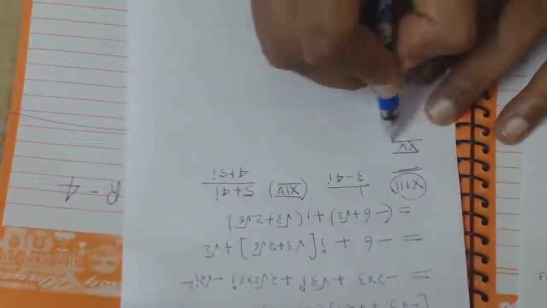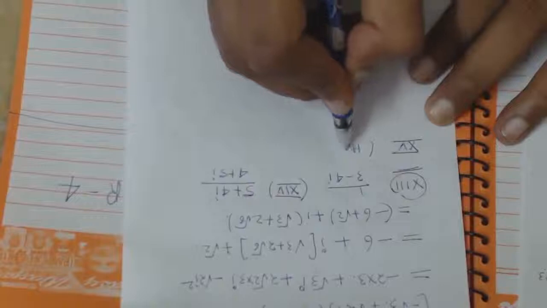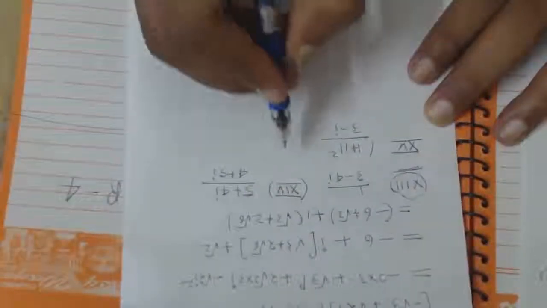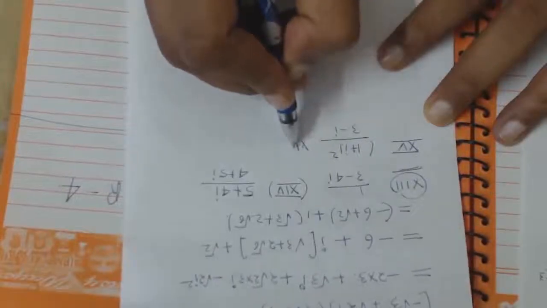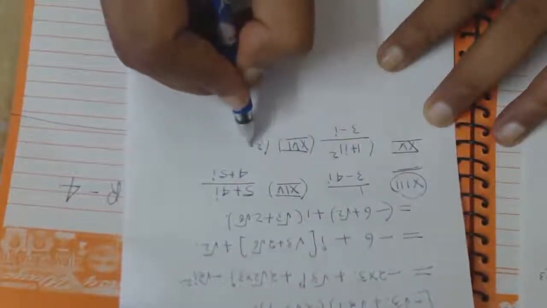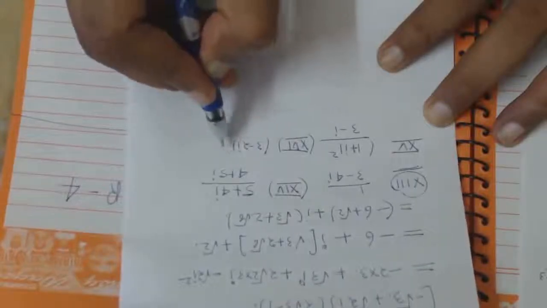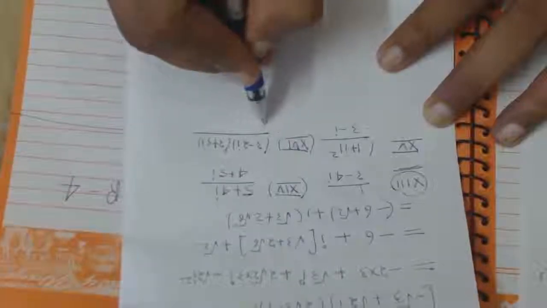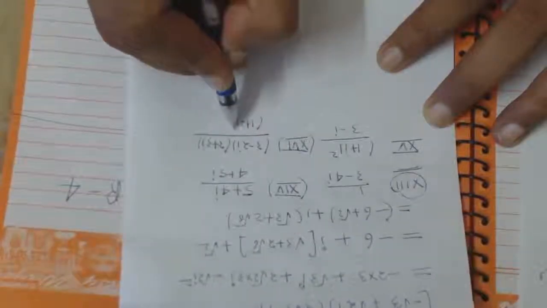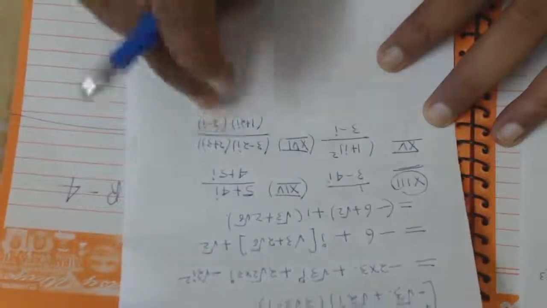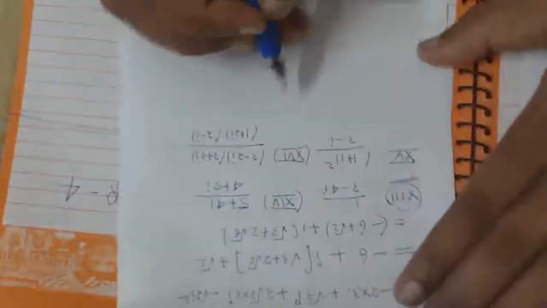Try this. Pause the video and try this. 3 minus 2i, 2 plus 3i over 1 plus 2i, 2 minus i. I'm taking this question.